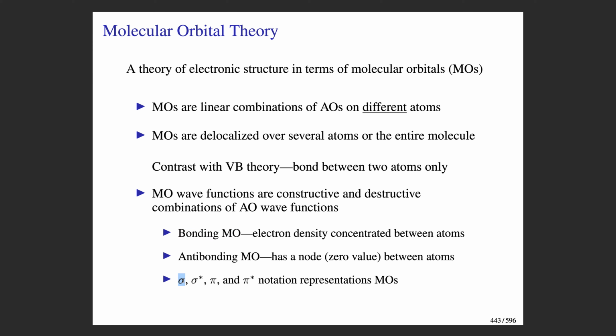We are going to have sigma-type orbitals, that is, they're going to have that same cylindrical symmetry, or we're also going to have pi-type orbitals. But now in the molecular orbital picture, we're going to have both bonding and anti-bonding types. And so the star denotes an anti-bonding orbital, whereas just a sigma with no star denotes a bonding orbital. And we have the same thing for the pi orbitals.